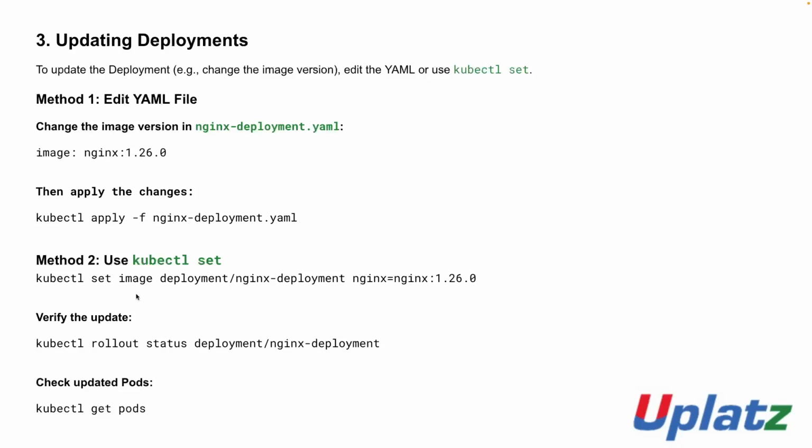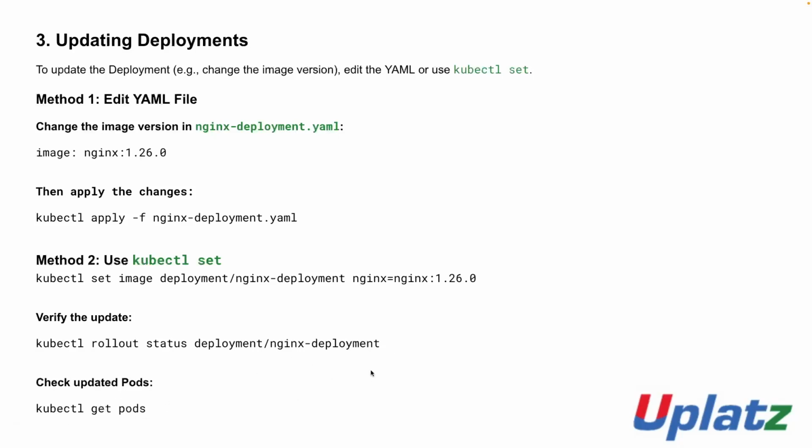Method 2, kubectl set command. Just use this command to set it. kubectl set image deployment/nginx-deployment, then nginx=nginx:1.26.0. Verify the update. kubectl rollout status deployment/nginx-deployment. Check updated pods. kubectl get pods.